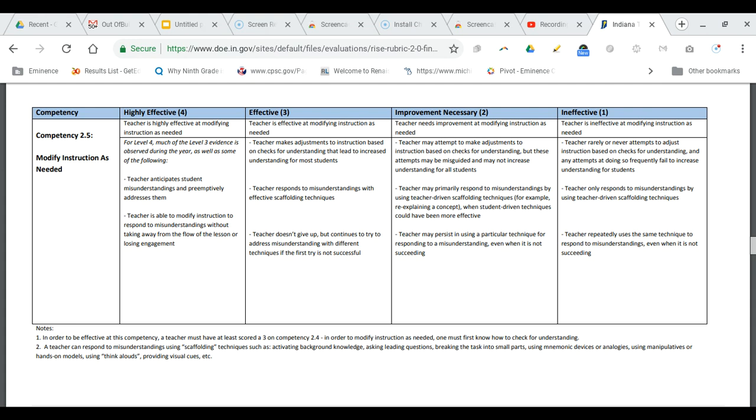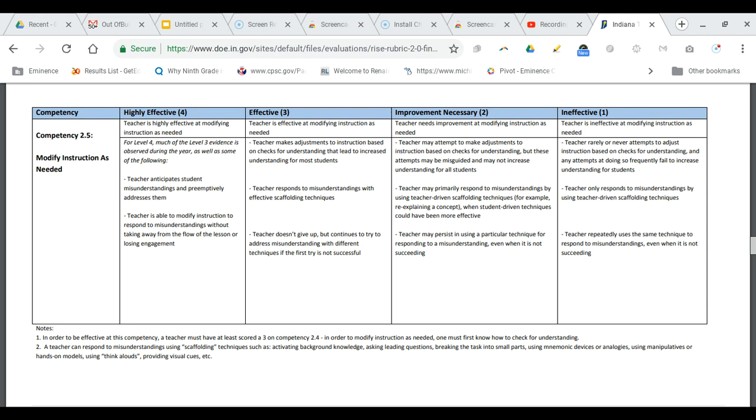Competency 2.5, or the 2.5 indicator, is to modify instruction as needed. It's tied to checks for understanding. If you ask these checks for understanding and students do well, and you continue to spend 20 more minutes on the same topic, even though the student showed you they could do it, that's not really modifying your instruction. And also, if you're checking for understanding and students are not with you and you continue with what you had planned anyway, that's not modifying either. You should be modifying instruction in a new way.